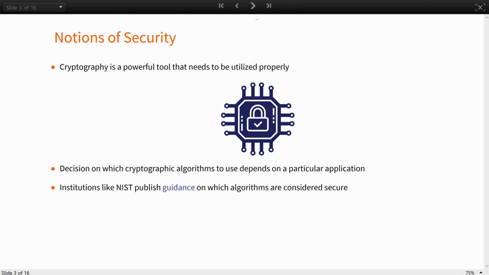Cryptography is a powerful tool that needs to be utilized properly. Like a seatbelt, cryptography will not completely safeguard an information system, but it is indispensable nevertheless. The decision on which cryptographic algorithm to use depends on the purpose and requirements of a particular application. Organizations and developers are presented with many choices in their use of cryptographic mechanisms.